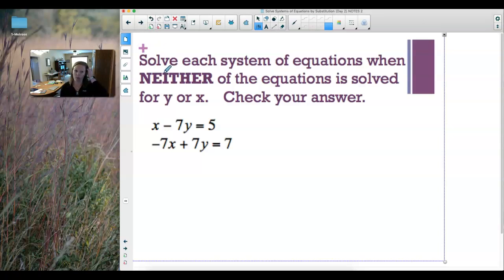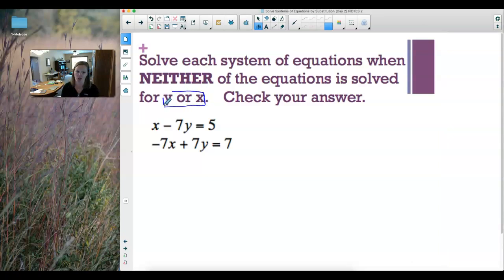So you can see that both of these equations here, neither one of them is solved for y or solved for x. So we need to solve one of the equations for x or y to start with. It really doesn't matter which variable you choose. Now I'm going to tell you why I'm going to choose this first equation. I'm going to solve for x, because x does not have a coefficient on it, so it will be very easy to solve that for x.